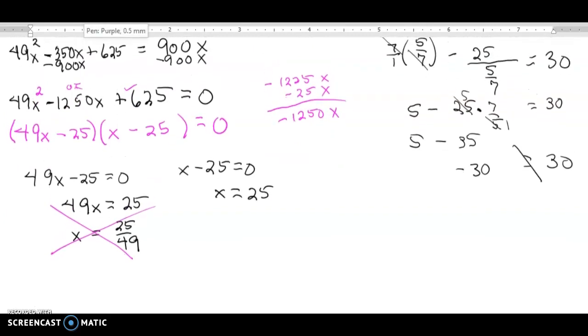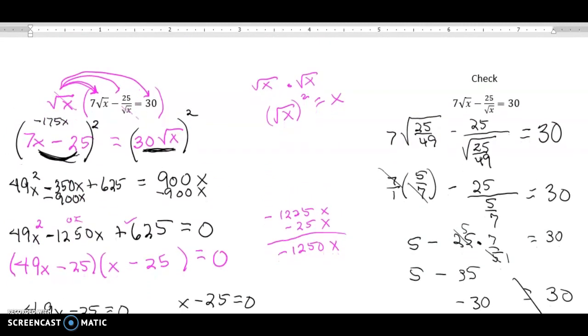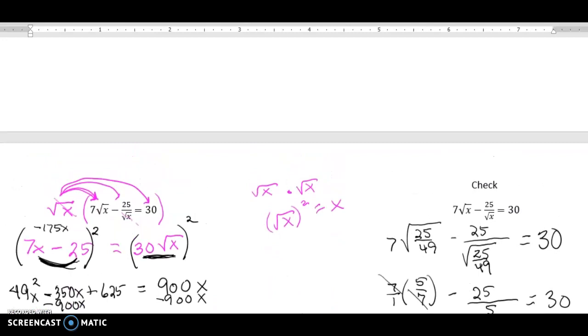Let's try positive 25 and see if it may be a solution. So we've got 7 times the square root of 25 minus 25 divided by the square root of 25 equals 30. So that's 7 times 5 minus 25 divided by 5 is 5.